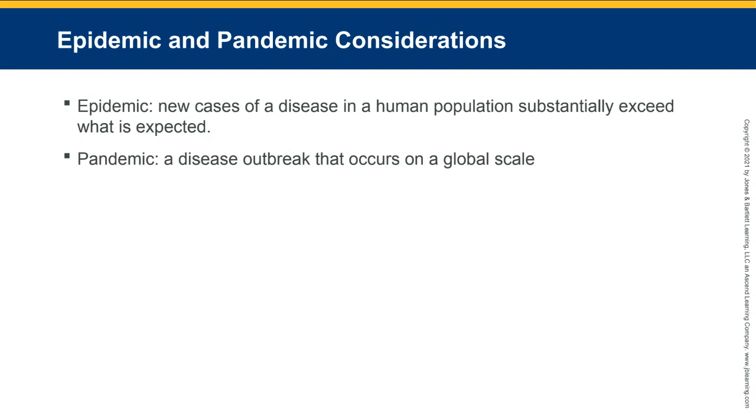Now, an epidemic, and with the outbreak of COVID over the last 2 years, I'm sure everybody knows the difference between an epidemic and a pandemic. So, an epidemic, new cases of a disease in a human population substantially exceed what is expected. That's an epidemic. A pandemic is a disease outbreak on a global scale.